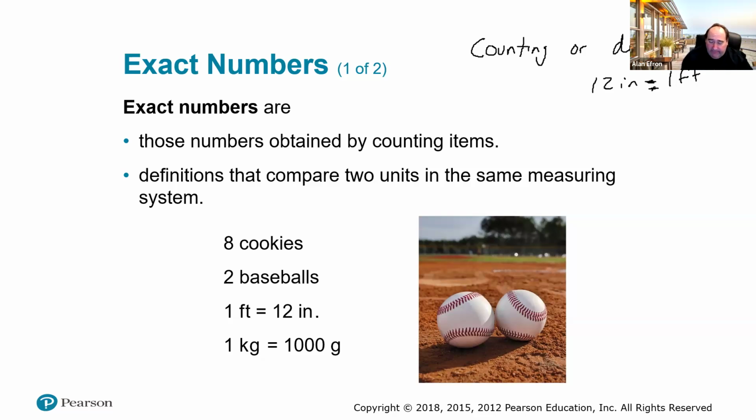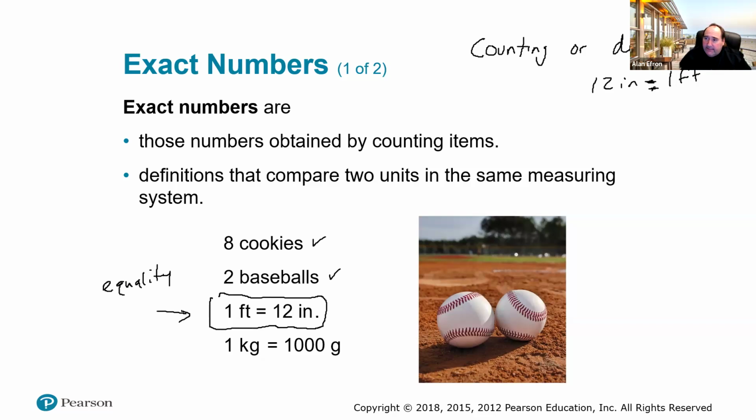As you can see here, obviously, if you had cookies, which sound really good right about now, and you would just count them, there are 2 baseballs. This again is a definition. By the way, this is also what is referred to as an equality, as we'll talk about a little bit later on in the chapter.